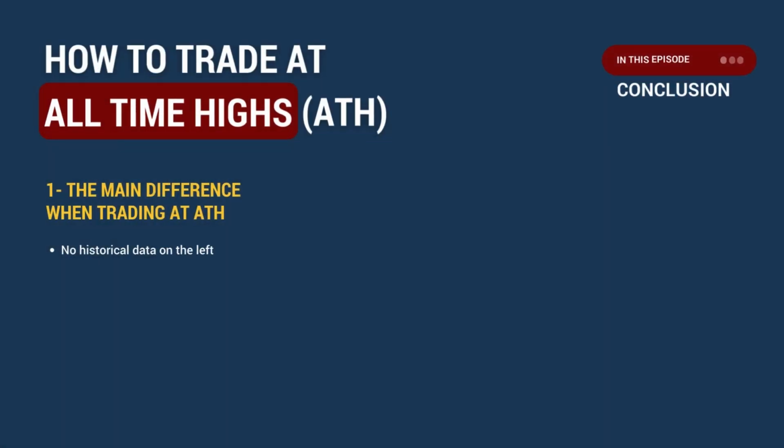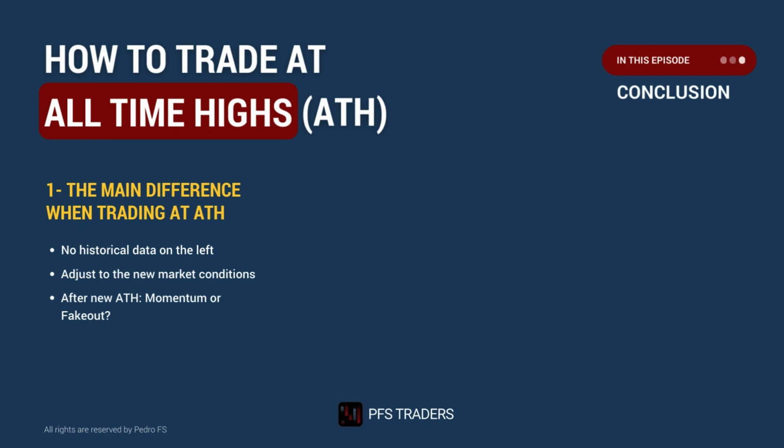Now, to conclude, let's just summarize the video. Main difference when you're trading at all-time highs: we don't have information on the left side, and that alone is already a big lack of information that we have. And in this case, we are only making decisions based on what you see in the moment, which can always be a little bit more tricky.